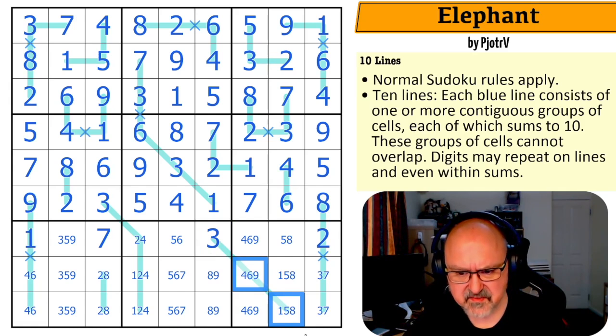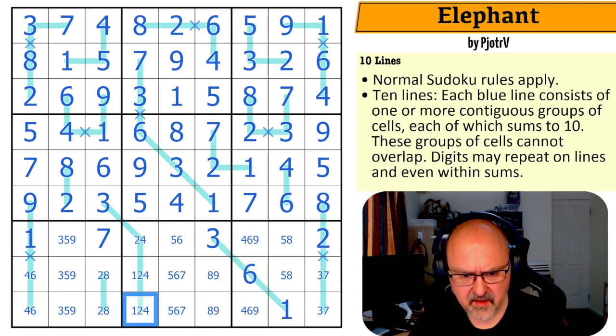So these have to sum to 7. So there's no 8 there. I can't do 5, 2. So it has to be 1 and 6. The 1 comes out of there. So that's the 1. Am I still broken? There's no 6 here. There's no 6 in either of those.